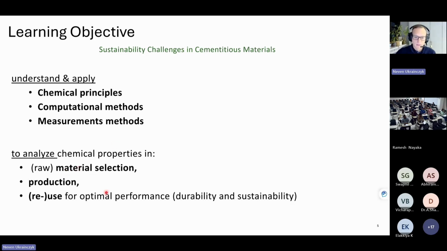This example I will show you later, but so it's the raw materials, the production, and also the use phase. For example, the durability is important, and reuse, where we can have the recycling, and that's where sustainability, of course, is also very important. So this is the learning objective.